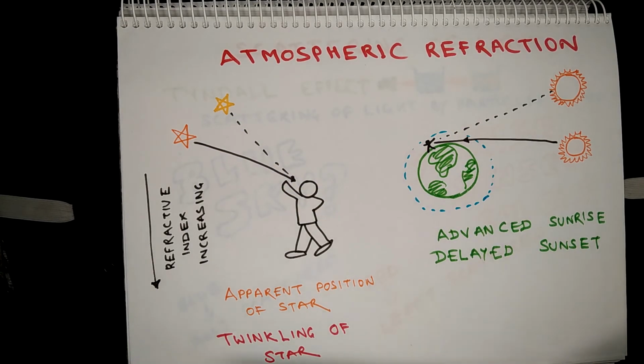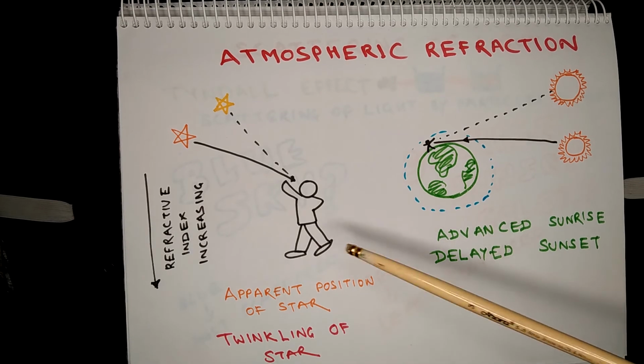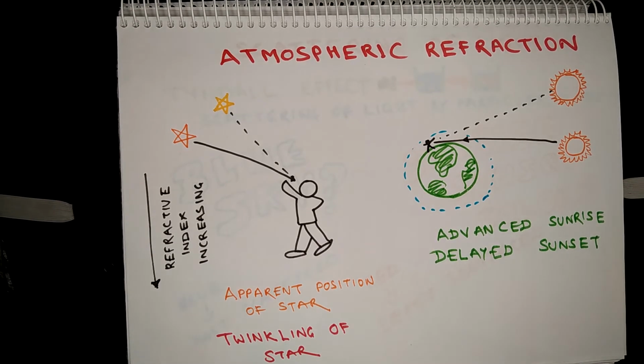Okay. Another phenomenon is the twinkling of stars. When the light rays from stars travel through so many layers of the atmosphere, they experience many deviations in their path. Sometimes it can be towards the normal, and sometimes it can be away from the normal. Since a star is a distant object, it acts like a point source of light. So the apparent position of the star keeps on changing every few seconds, and that is why it appears to be twinkling or flickering.